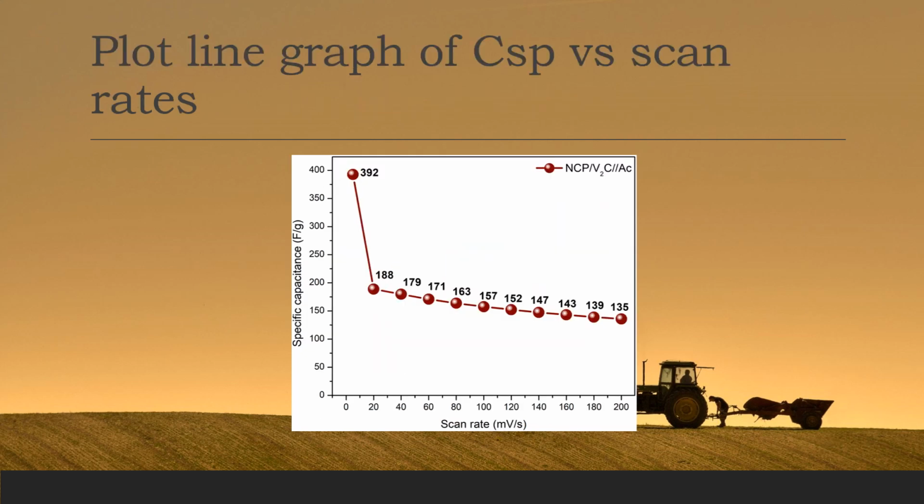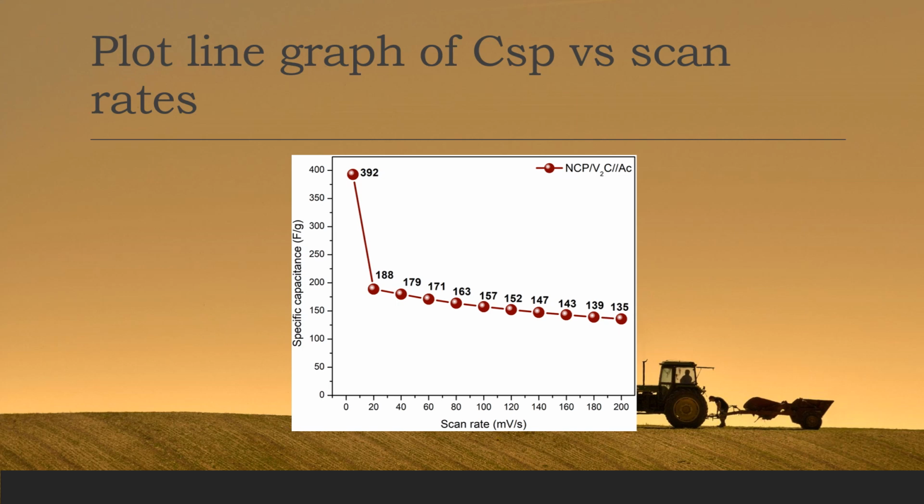After that, you need to evaluate that graph. You calculate the area under the graph, then you can get the specific capacitance. And this analysis plots a line graph of specific capacitance versus scan rate. You can see the trend of your material. At low scan rate, it produces a high specific capacitance, in this case 392 farad per gram, and slowly decreases upon increasing the scan rate.